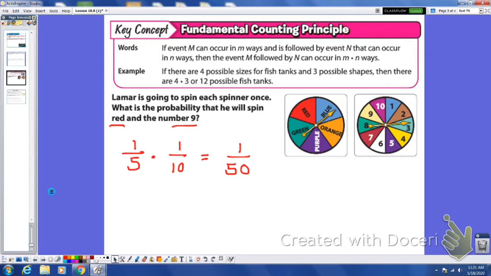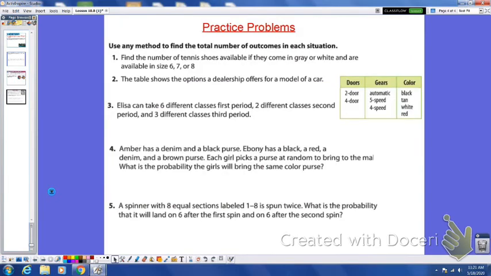Okay, so that's wrapping up this lesson. We have a couple practice problems here for you. In questions 1 through 3, we want you to use any method to find the total number of outcomes in each situation. You could make a table, a tree diagram, a list, or you could use the fundamental counting principle that we just talked about. And 4 and 5 are more like the question that we just did, where it's actually talking about compound probability. So go ahead and pause the video, come back, and we'll go over the answers.